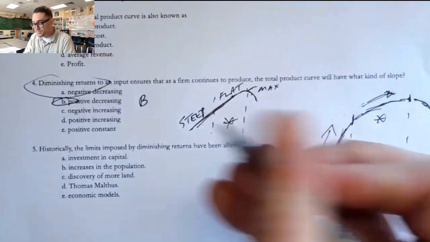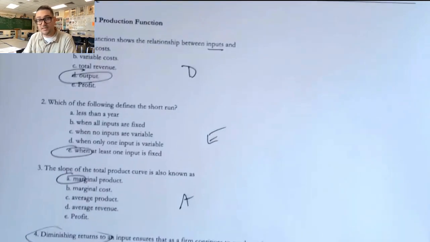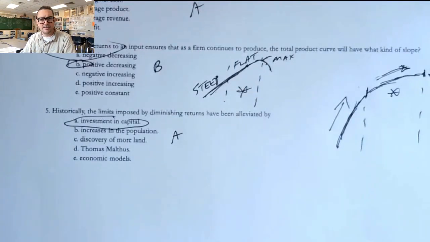Historically, the limits imposed by diminishing returns, well, they've been alleviated by more capital. That would be A. So we've got for these D, E, A, B, and A. D, A, D, A, B.